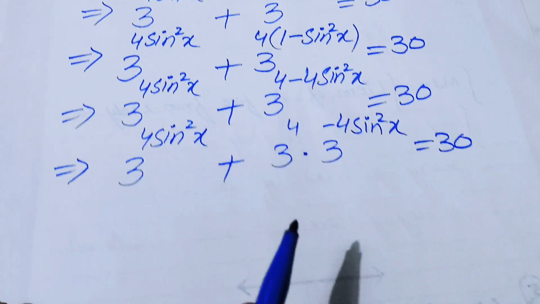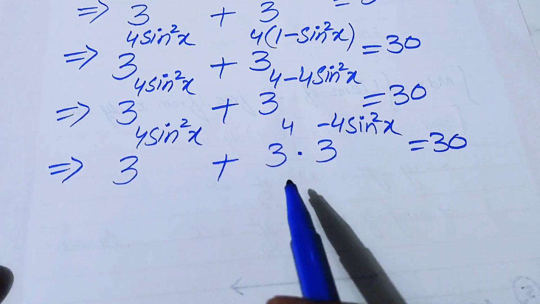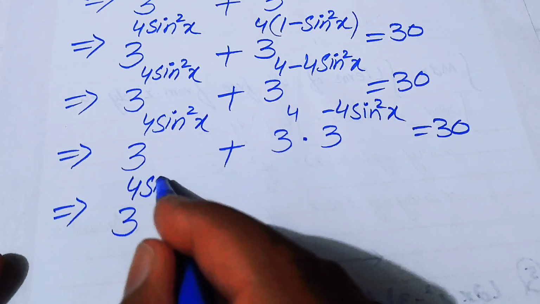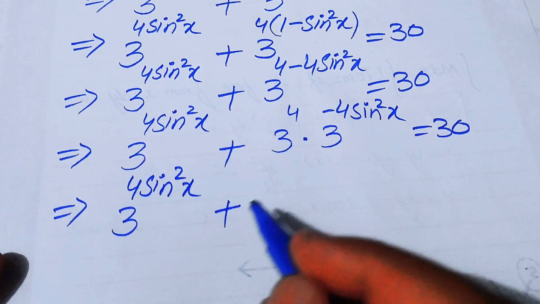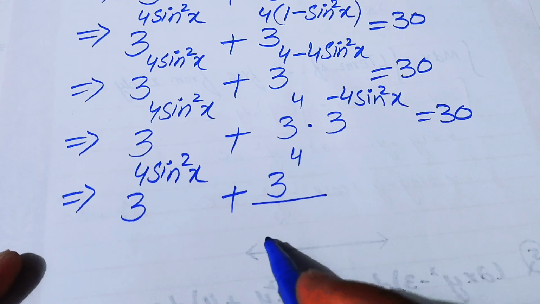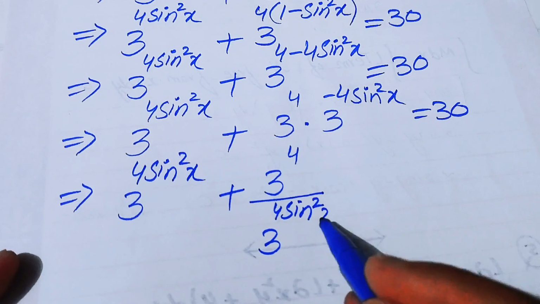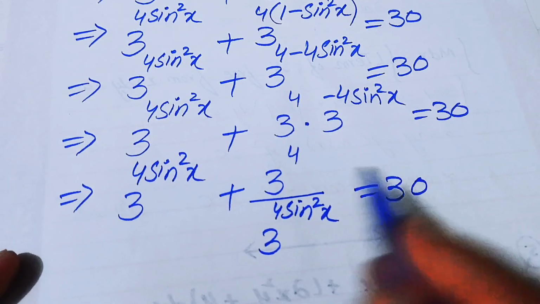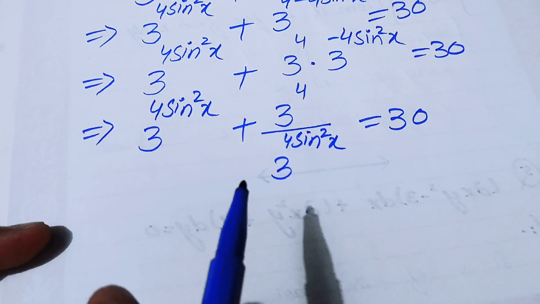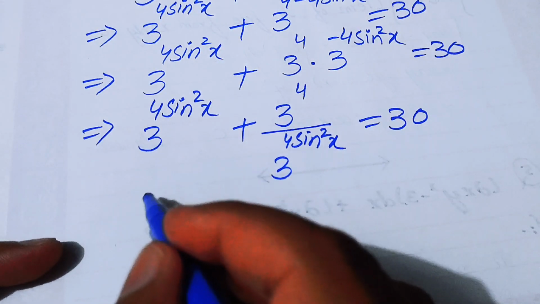And here you see that the exponent of this term is negative, so when we take it down, it will be positive, and we will write it as 3 to the power of 4 times sine square x plus 3 to the power of 4 over 3 to the power of 4 times sine square x, since it is negative, when we move down it becomes positive, is equal to 30.